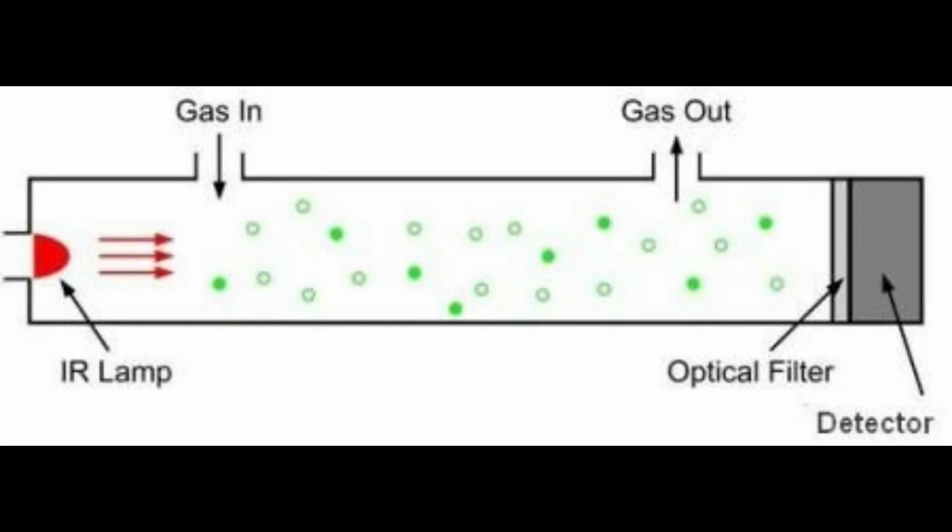Let us see various sensors one by one. Let us start with CO2, carbon dioxide sensors. An infrared lamp directs waves of light through a tube filled with a sample of air towards an optical filter in front of an IR light detector. The IR light detector measures the amount of IR light that passes through the optical filter.